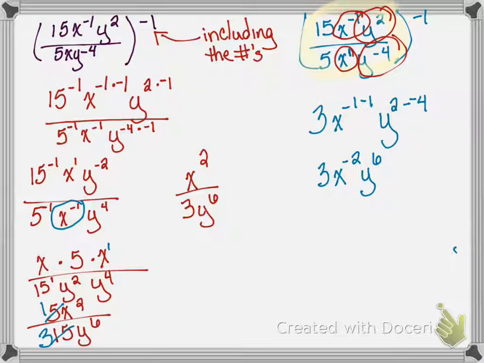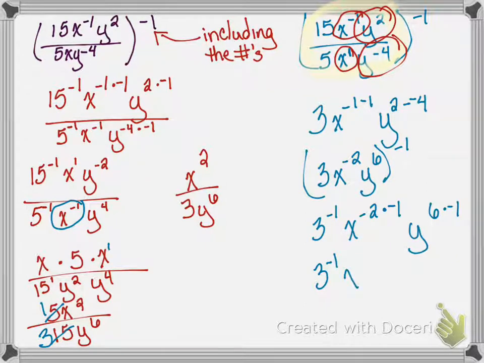You could move that x to the denominator. I'm not going to because I'm just going to end up moving it back. So now it makes it easier to give everything that negative 1. So I'm going to have 3 to the negative 1, x to the negative 2 times negative 1, y to the 6 times negative 1. Now, what gets moved to the denominator? The 3 and the y. And x squared stays in the top.